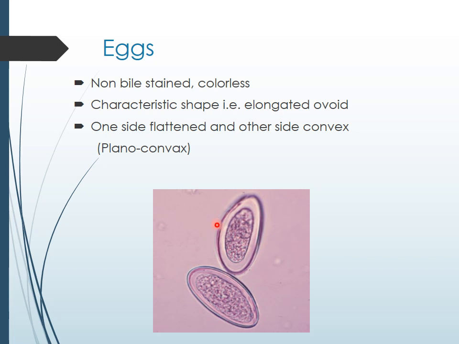The other thing is its typical shape. If you can see here, one side is relatively flat and the other side is convex. So this is known as plano-convex morphology. It is an identifying feature of this worm, so you have to remember that. The size is 50 to 60 micrometer in length and around 20 micrometer in depth.